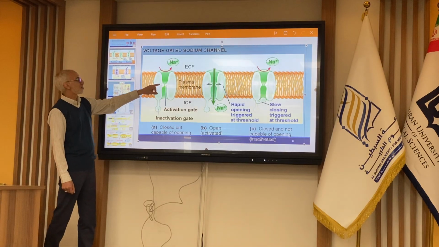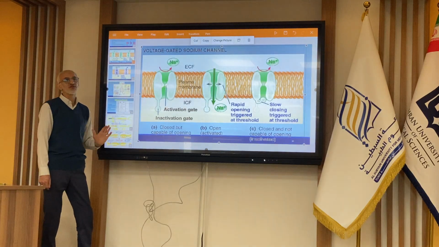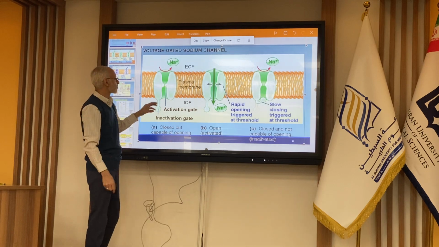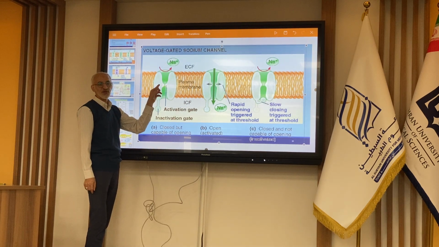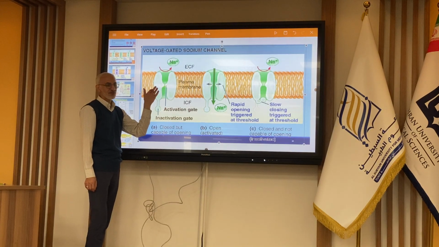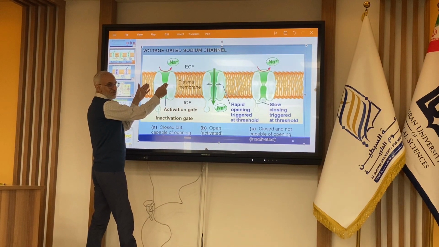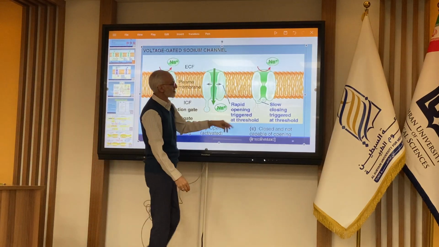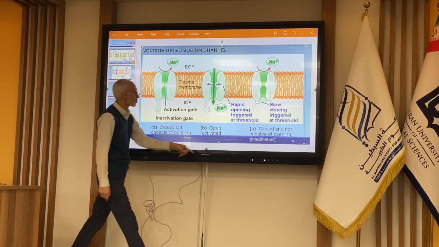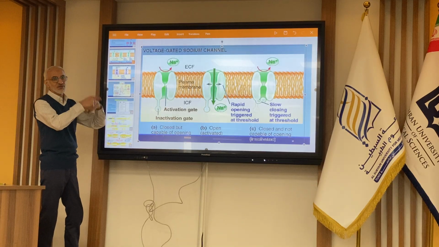At threshold, the activation gate becomes open during depolarization. In repolarization, when the potential reaches the amount of threshold, minus 50 for example, the activation gate closes and the inactivation gate is released. This shape goes to this. And this cycle continues.